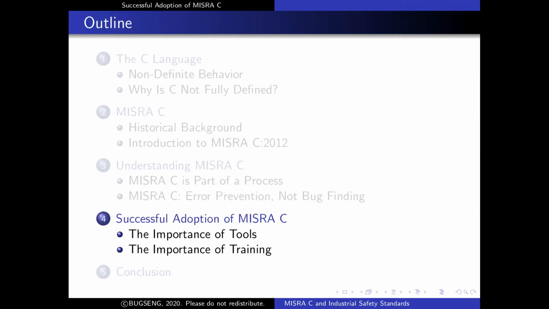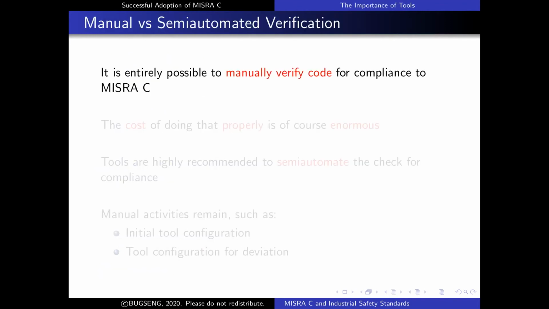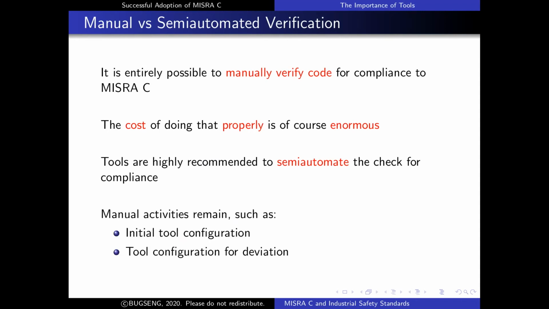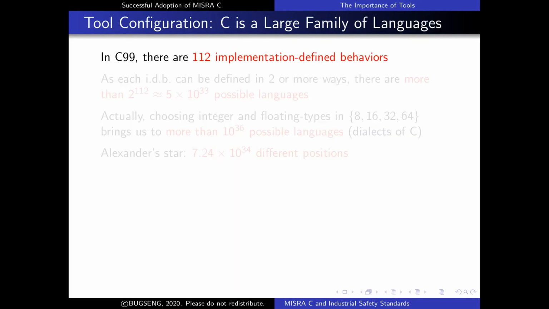Okay. So, successful adoption of MISRA C. Tools are essential. Of course, it is theoretically possible to manually check everything, but doing so for MISRA C is, of course, enormous. So tools are highly recommended to at least semi-automate the check for compliance. Of course, there are manual activities that remain: you have to configure the tool correctly, and then you have to configure the tool to capture the deviations. I've said that deviation is an essential part of MISRA C. So let's start with tool configuration.